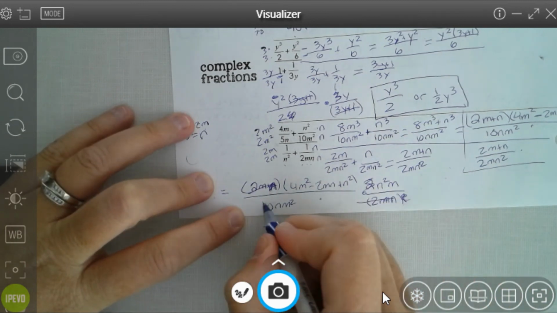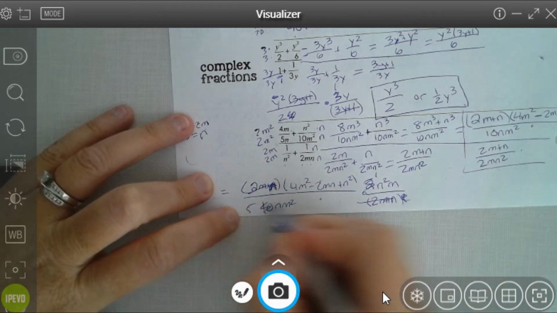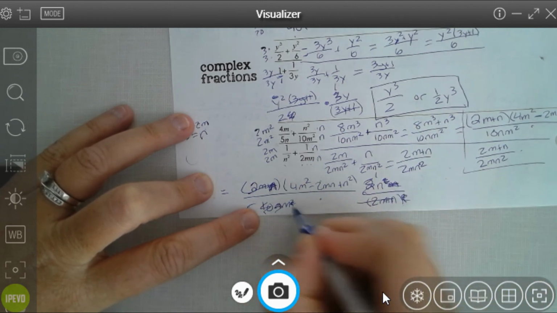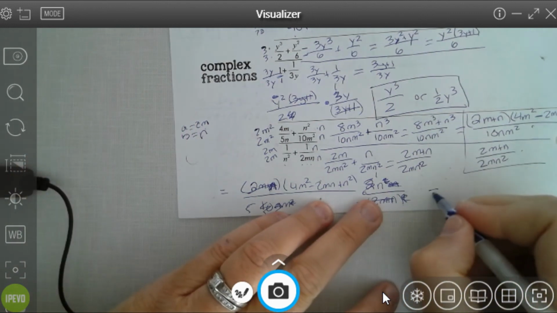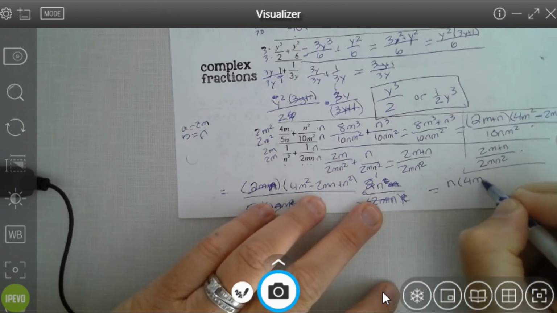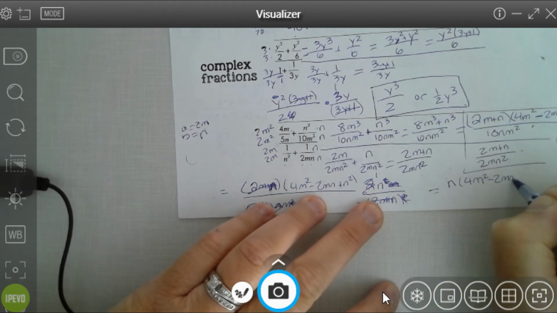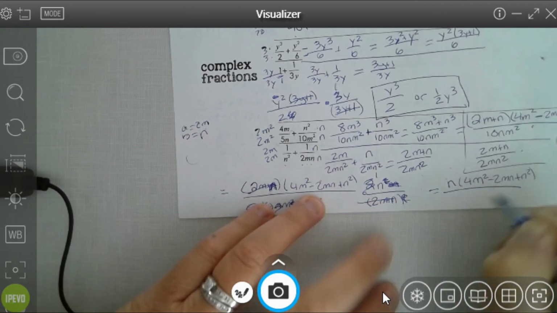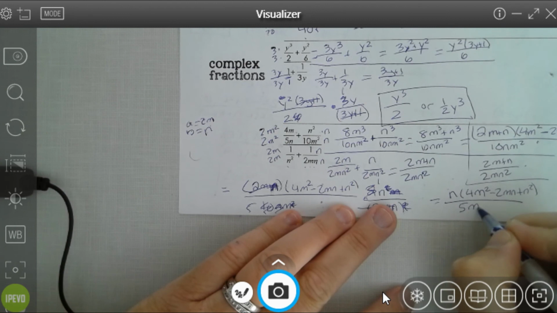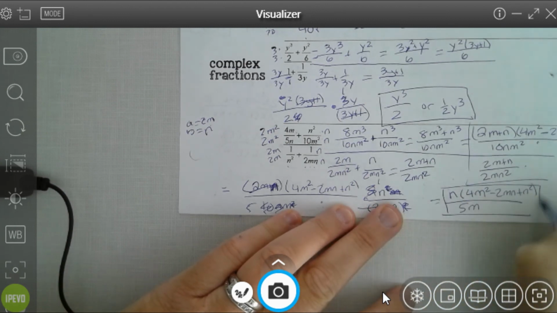So 2 over 10 will reduce to 1 over 5. One of those n's cancels with that. One of those m's cancels with that. So what I'm left with on top is 1n, and then that factor there. And then I'm left with just a 5 and then the m here. And then that's your final answer.